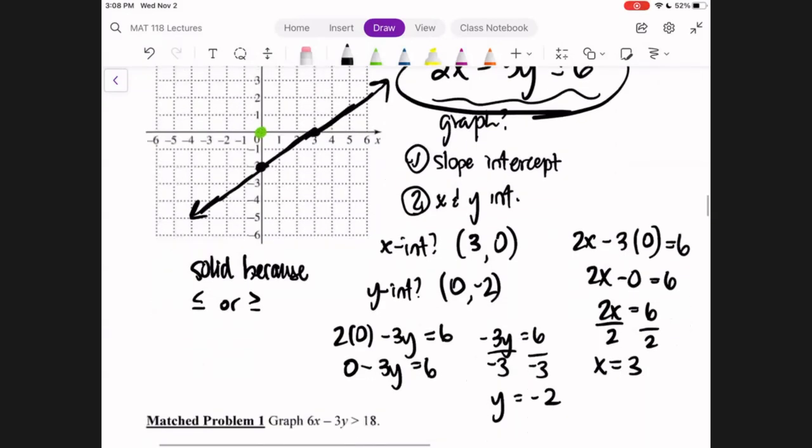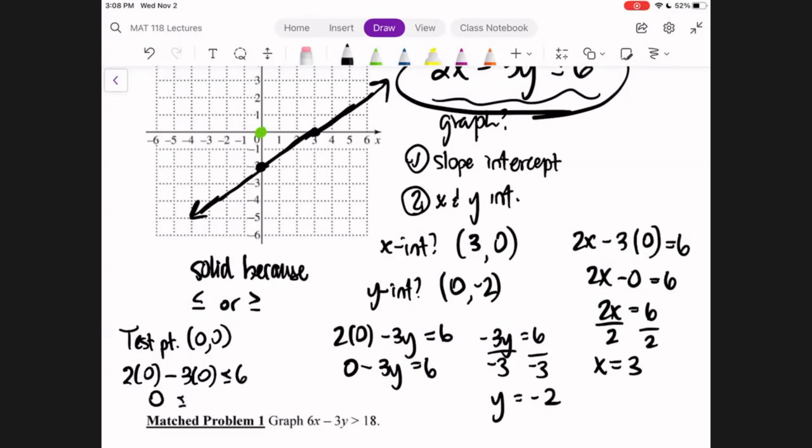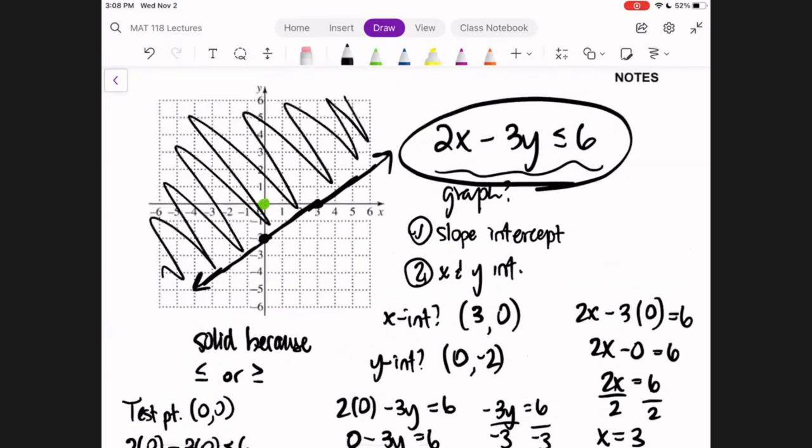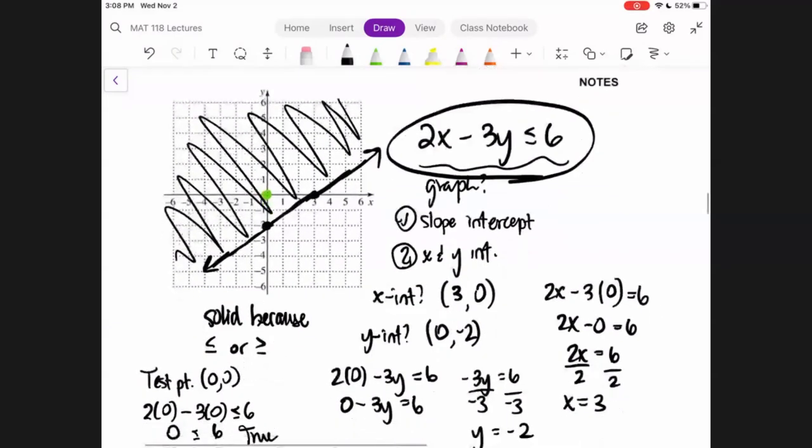So our test point is the origin. Let's plug that in. 2 times 0 minus 3 times 0. Is that less than or equal to 6? That would be 0 is less than or equal to 6. This is true. So that means I'm going to shade on the side my test point is on. Okay. One other way to do this problem is, as I said, slope-intercept. You can look back at your notes on how you would turn that standard form into slope-intercept form.